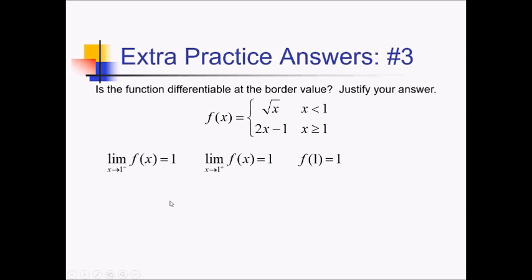Since the limit at 1 and the function value of 1, f of 1, match up, we are continuous at 1. So we move on to figure out if the limits of f prime are going to match up at 1.